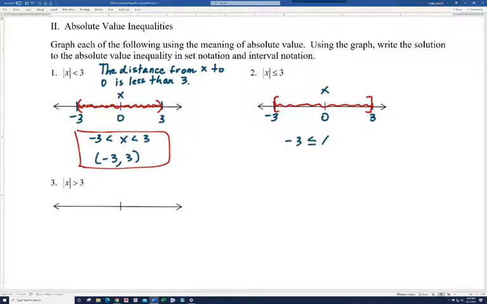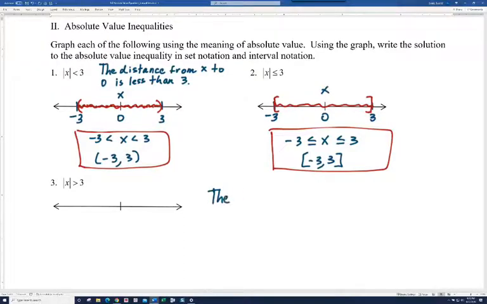In set notation, it'll look like this: x is between -3 and 3, where you have less than or equal on both sides of x. And then when you write it in interval notation, it'll be bracket -3 to 3, and again bracket on both ends. All right, so why don't you look at 3 and think about what that might look like, and then watch the video.